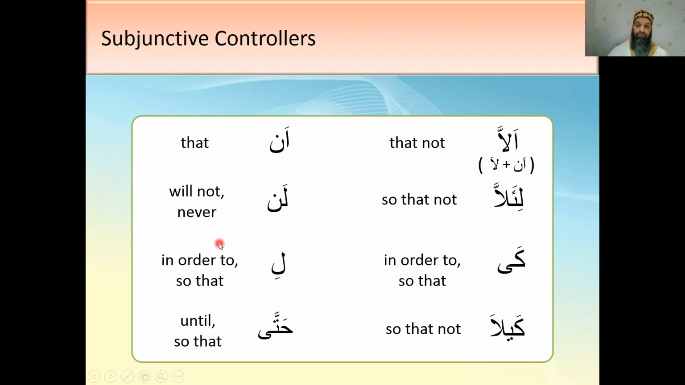These are words called controllers. I don't know what they call them in Arabic, but controllers in English. Just a group of words. These words are mansubifiers. So what they're going to do is when they come in front of a present tense verb, they're going to make it mansub.